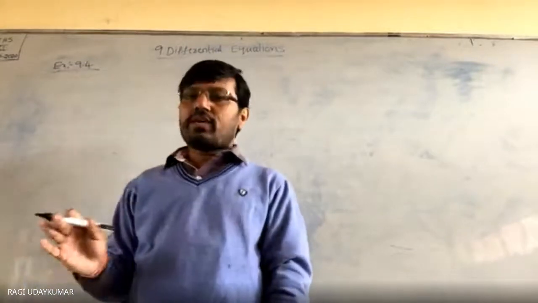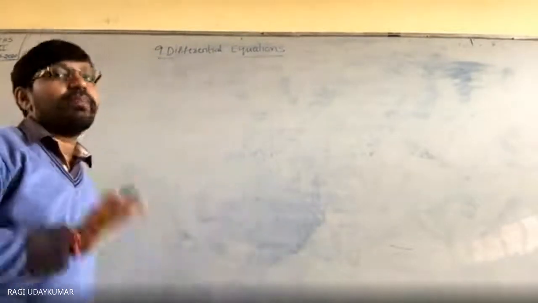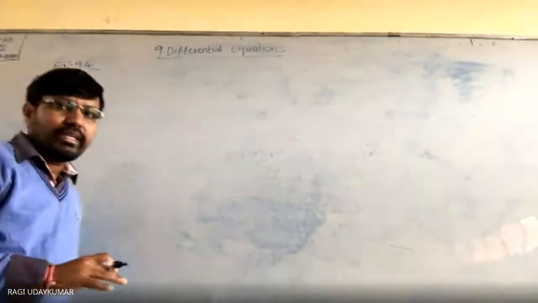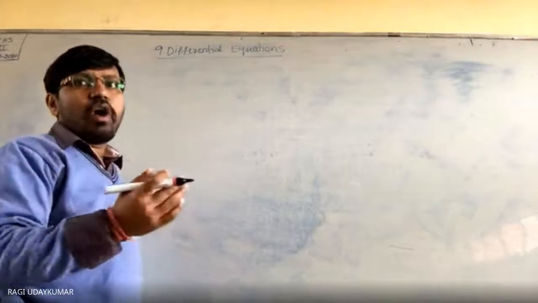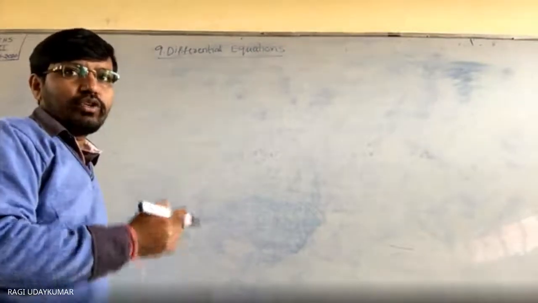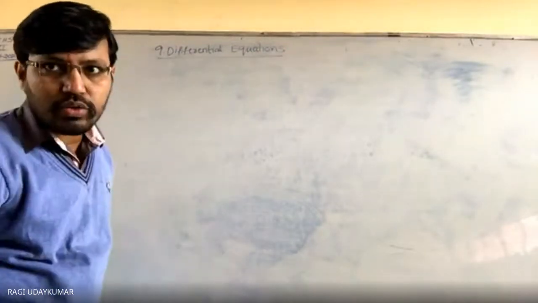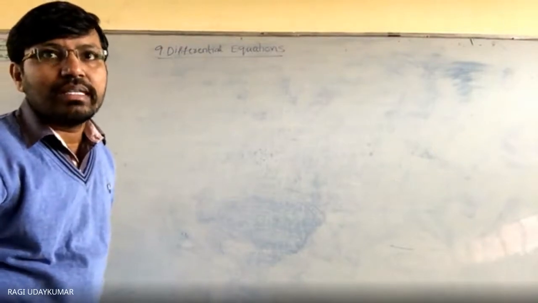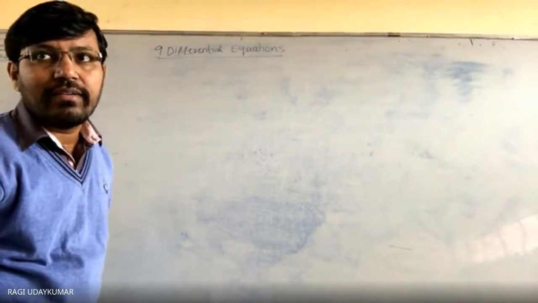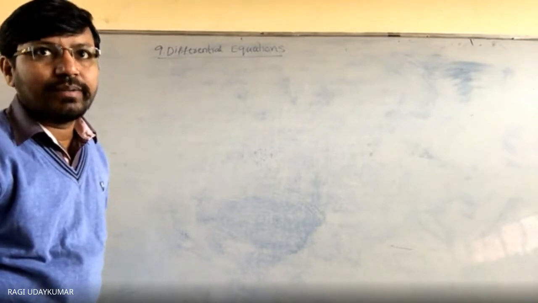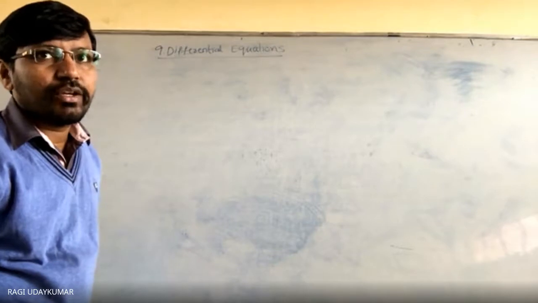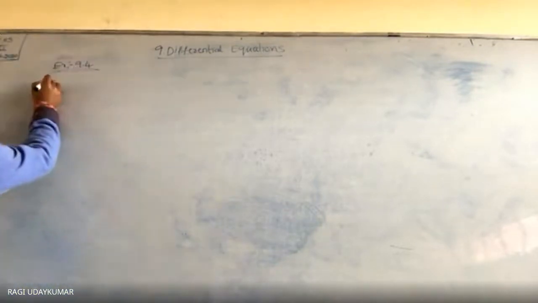So now the method we are going to learn is variable separable method. Variable separable method is nothing but whatever y you are having, all those y variables to be taken together and x variables to be taken together. So variables have to be separated. So that is called variable separable method. Okay. The first question is given to you. So let us see here.